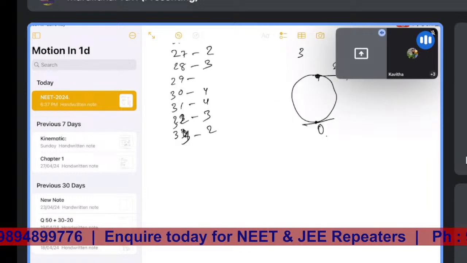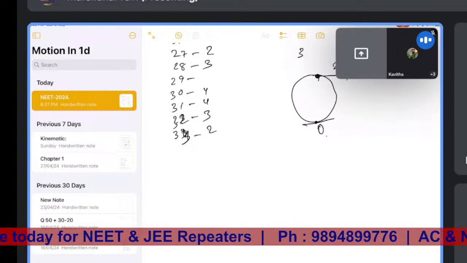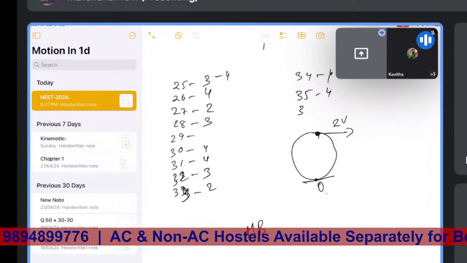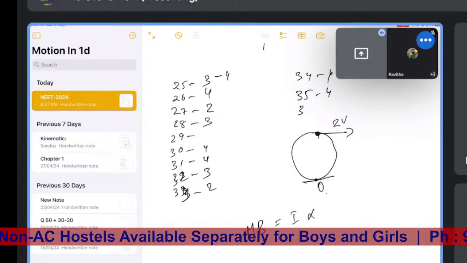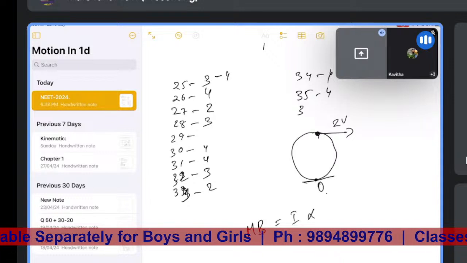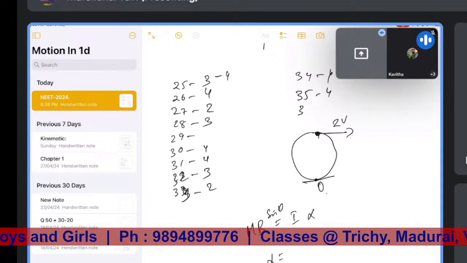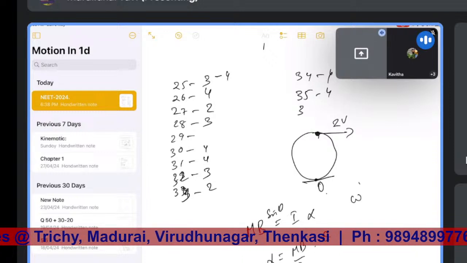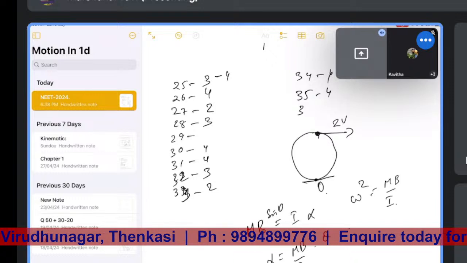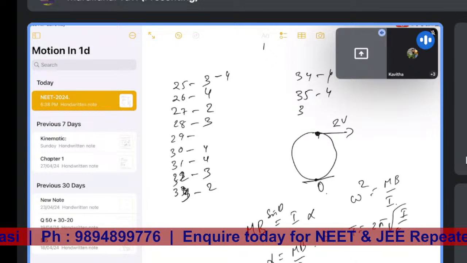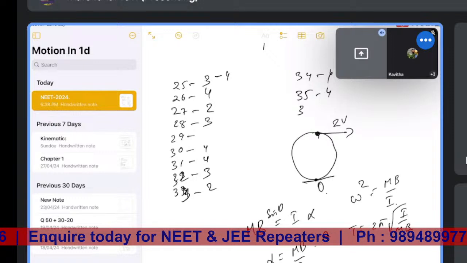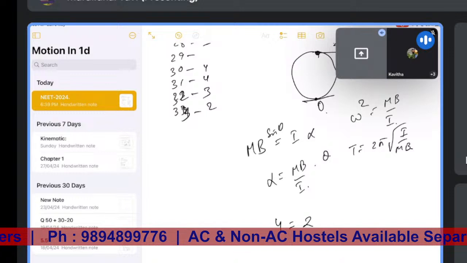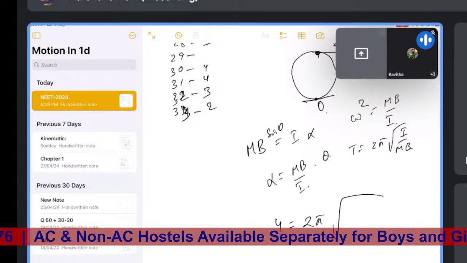Now you have to understand that there is a torque acting on it, m into b. So mb sine theta is equal to I into alpha. From here I can say alpha is equal to mb by I into theta. So omega squared is equal to mb by I, and T is equal to 2 pi root over I by mb. Now it is given that it is undergoing 20 oscillations in 5 seconds, so the time period is going to be 4. So 4 is equal to 2 pi into square root of I, which is given to you.